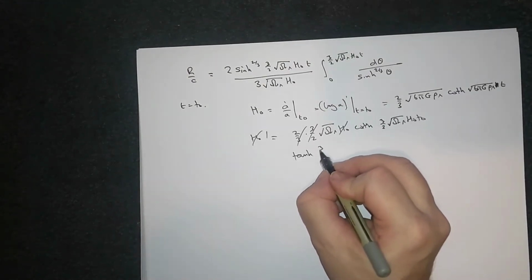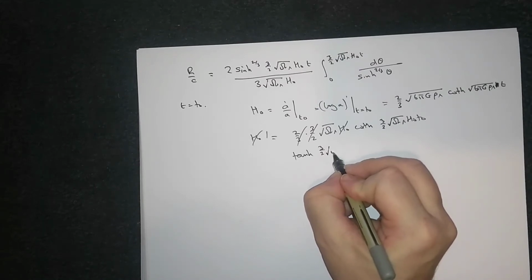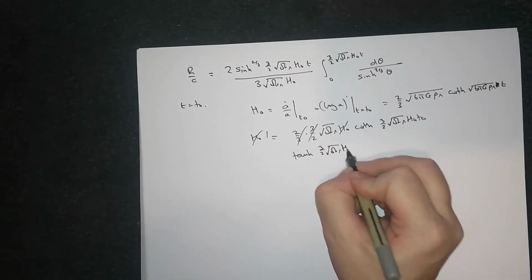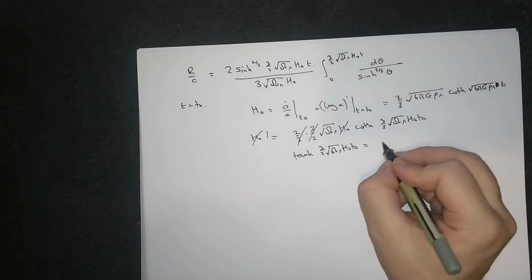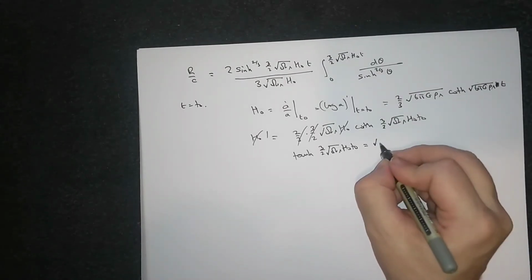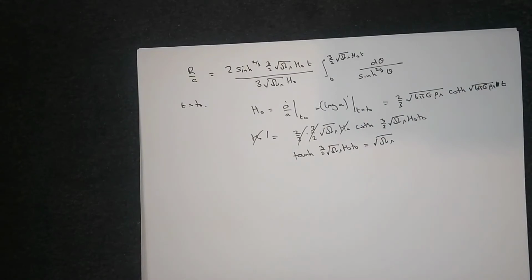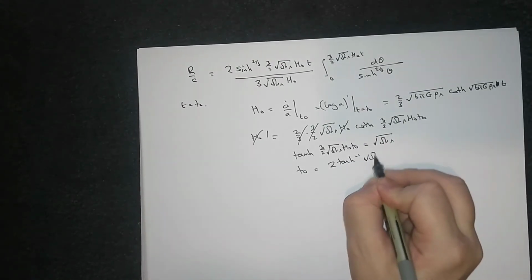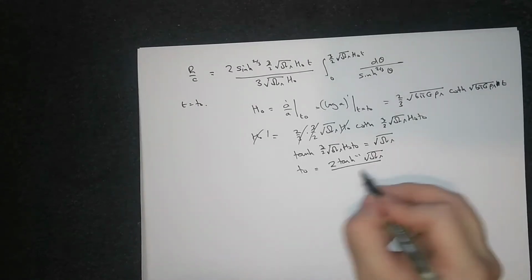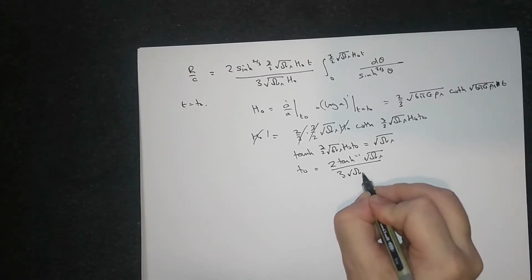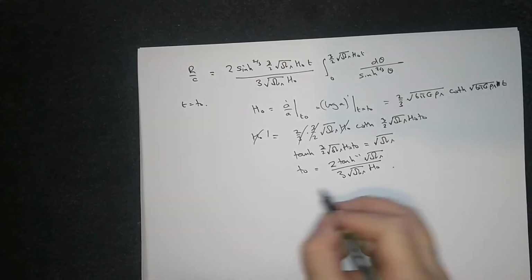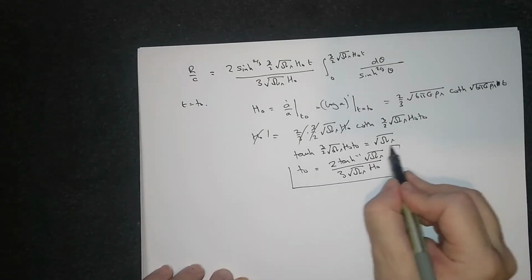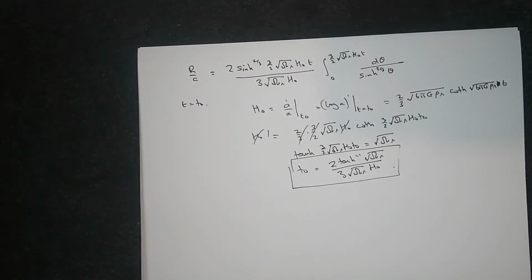of 3 over 2 root omega lambda H naught t naught is equal to root omega lambda, which actually gives us a formula for the current time. Where tanh inverse of that thing, divided by 3 over 2, that thing times H naught. We'll put some numbers into that later on.